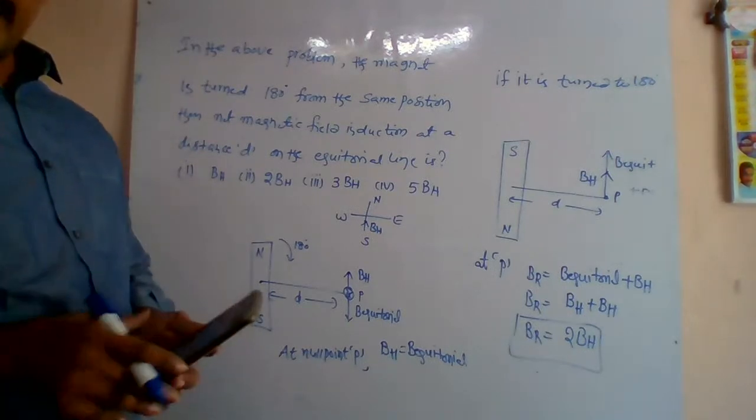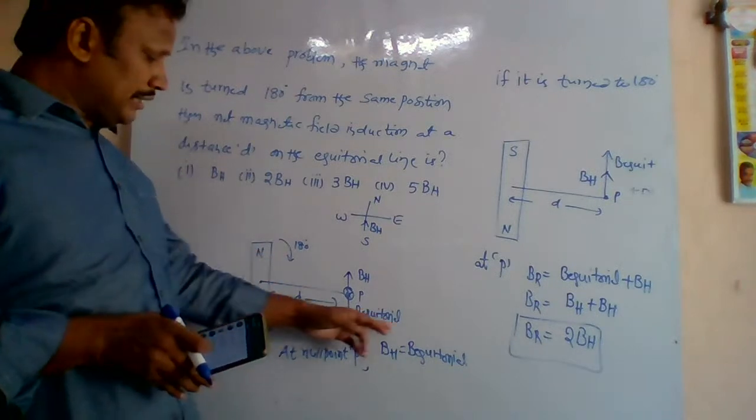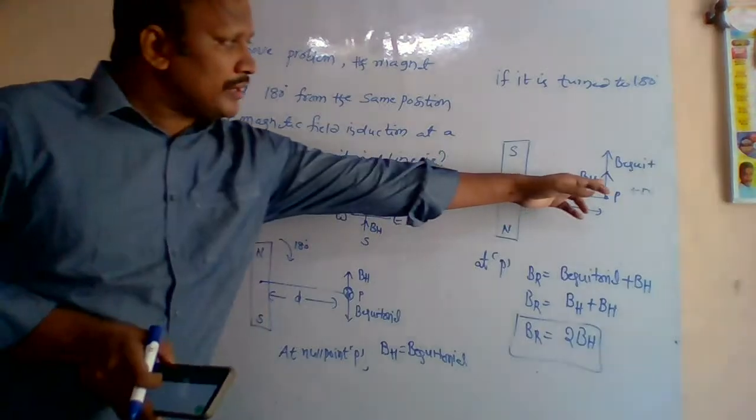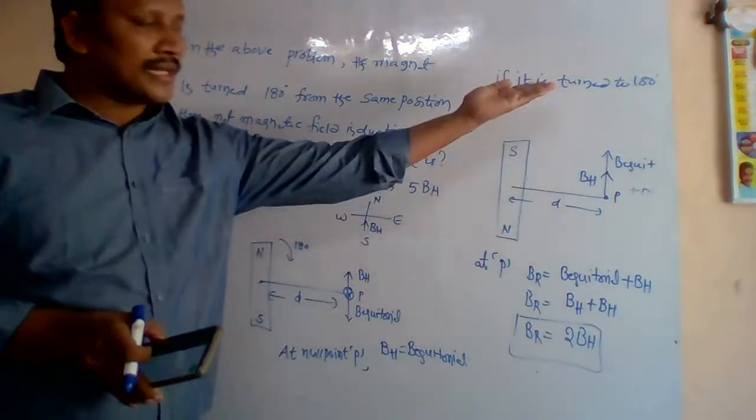Okay. So you have to remember the directions. In this situation B equatorial direction is downward, but whenever that magnet is turned, what happens? B equatorial direction is north to south, parallel to the axis.